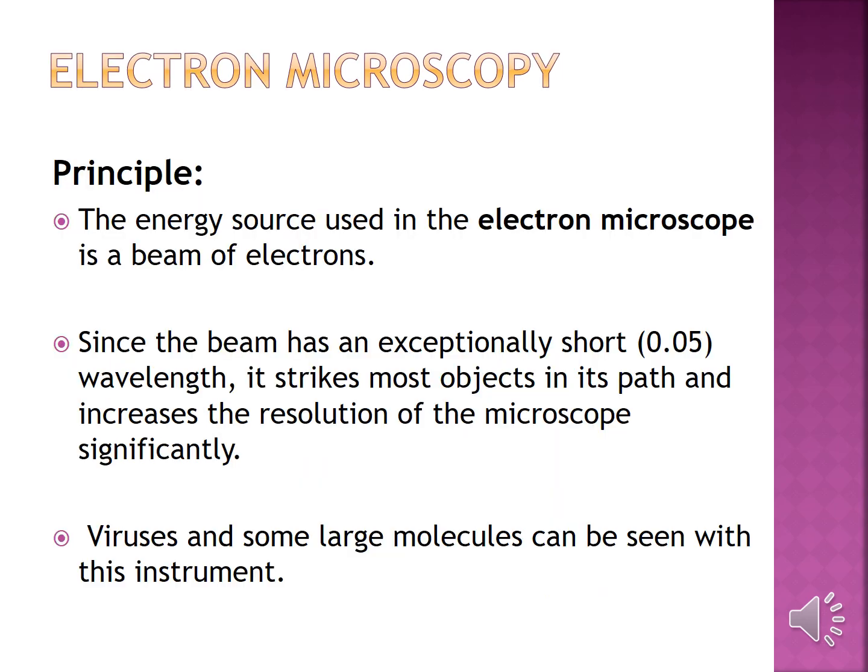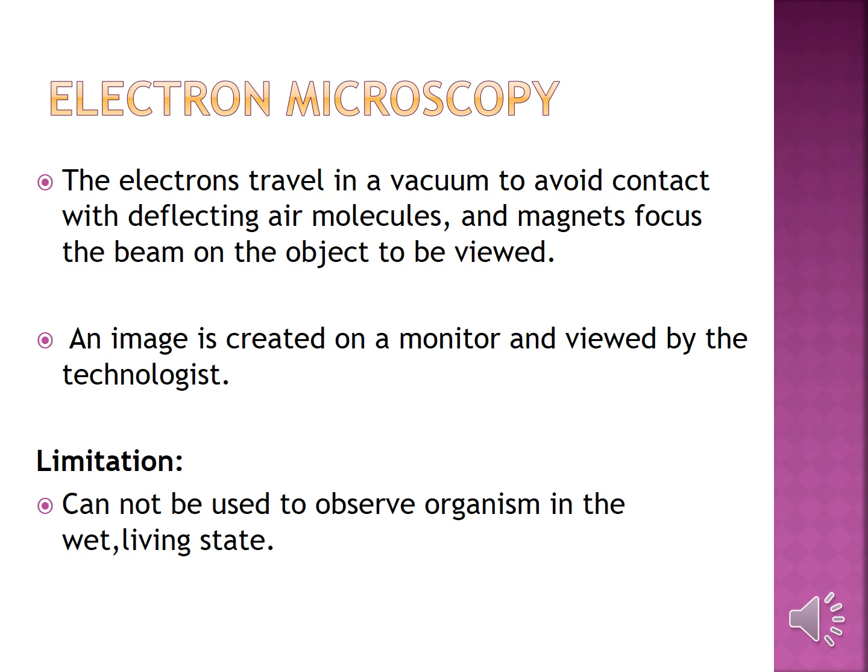Electron microscope. The energy source used in the electron microscope is a beam of electrons. Since the beam has an exceptionally short wavelength, around 0.05 nanometers, it strikes most objects in its path and increases the resolution of the microscope significantly. Viruses and some large molecules can be seen. The electron beam travels in a vacuum to avoid contact with deflecting air molecules, and magnets focus the beam on the objects to be viewed. An image is created on a monitor and viewed by a technologist. Limitations: it cannot be used to observe organisms in a wet living state.